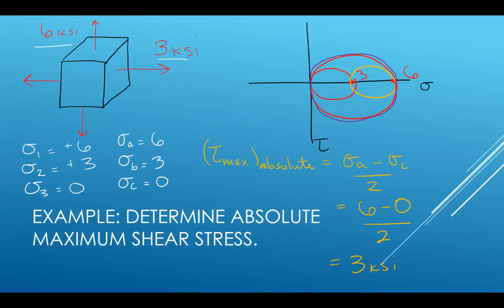And because I know that the diameter of that circle is 6, you can see that it goes from 0 to 6, the radius must therefore be 3. So 3 ksi is my absolute maximum shear stress. You can notice that in some situations, it might be faster to draw the Mohr circle, and I can see very quickly that the largest radius is 3, whereas I have to go through the math to get down to the same result.